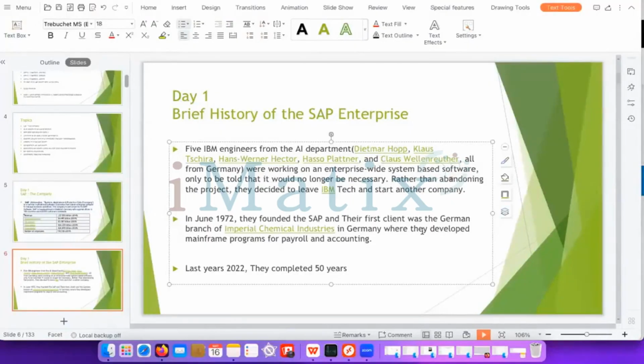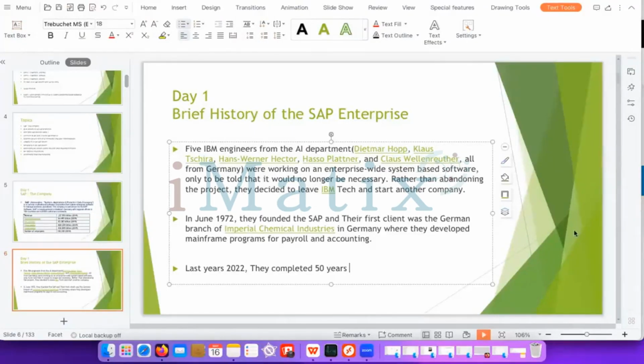But over the years, their business has grown very fast. In the last 15 years, they have grown very fast. In 2007-8, their customers were around 80,000. Now they have 425,000 customers across the globe. It means 5 times growth in the customer base in 15 years. More and more organizations are implementing SAP.